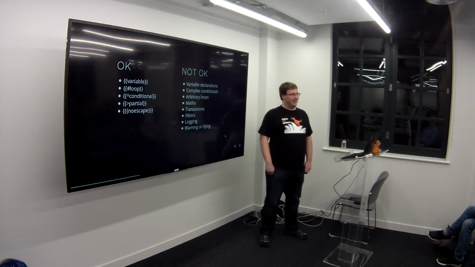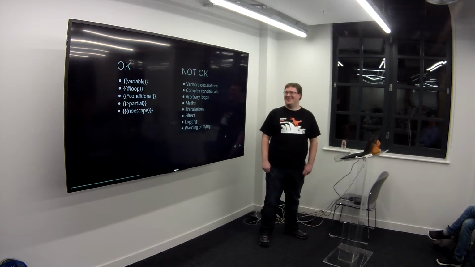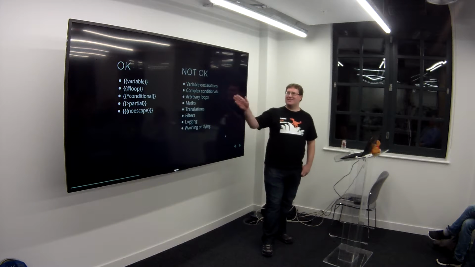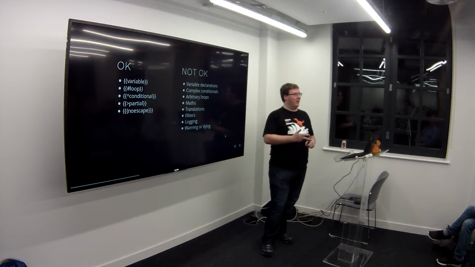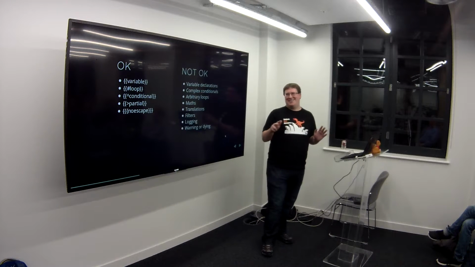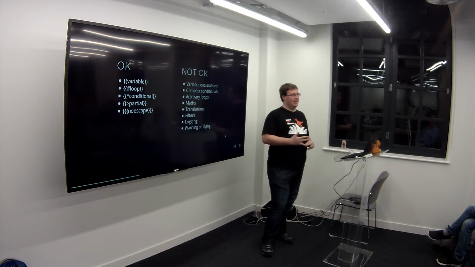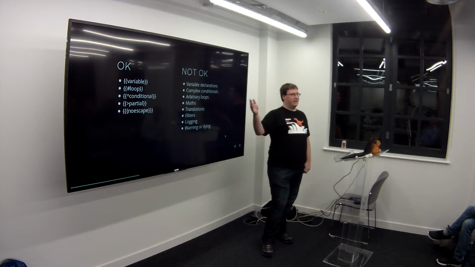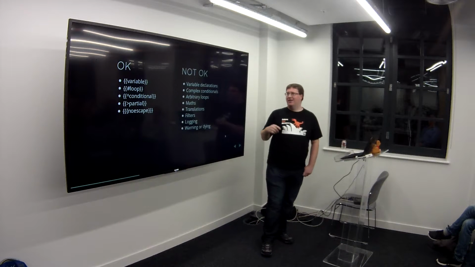What are you guys all doing in your templates that you shouldn't be doing? Declaring variables, complex conditionals, and when I say complex conditionals, I mean like and, or, not. These things are not okay in Mustache, you cannot do them. Arbitrary loops. Loops over data structures are okay. Loops over like 1 to 10? If you want to do that, put a 1 to 10 in your data structure.